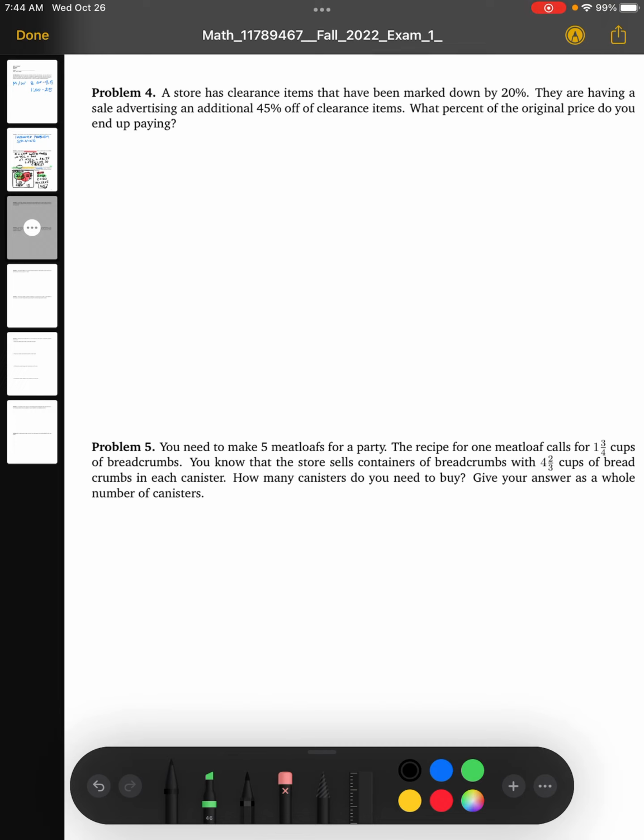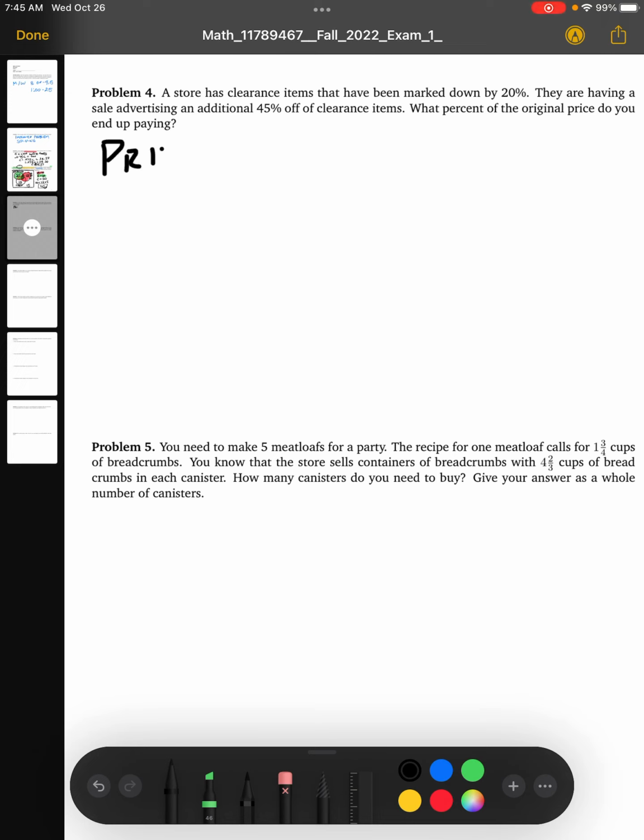In this problem, for problem 4, we have a store that has clearance items that have been marked down by 20%. They're having a sale advertising an additional 45% off of clearance items. What percent of the original price do you end up paying? So for this problem, we want to know the percent of the original price that we end up paying. But they don't give us an original price. So we're going to make up a price.